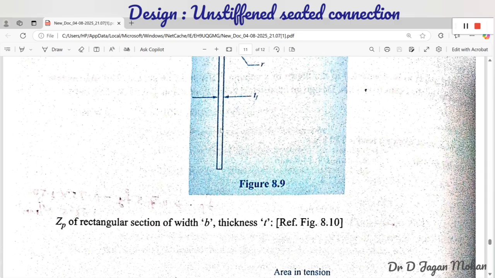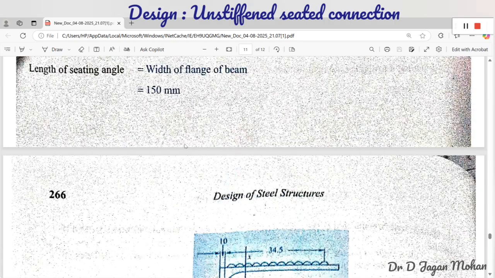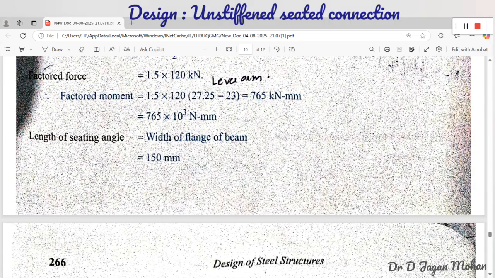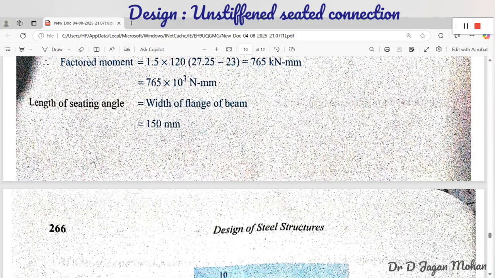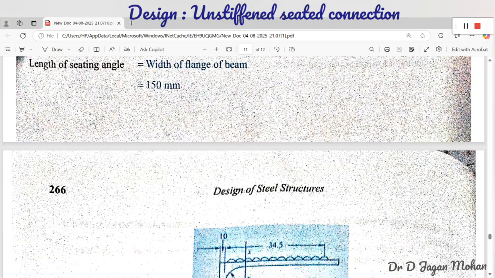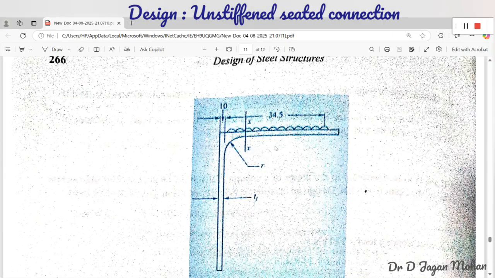Now length of the seat angle, that is length of the seat angle perpendicular to the plane of the paper. So that should be equal to the width of the flange of the beam, because the entire flange should rest on the seat angle. Length of the seat angle, so that is 150 mm. Width of the flange of the beam is 150 mm. So the length of the seat angle should be considered as 150 mm. So that full support will be there for the flange of the beam. That is perpendicular to the plane of the paper, 150 mm.